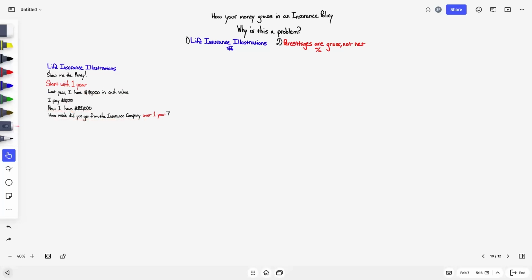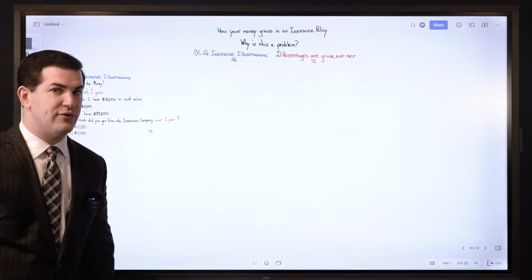Here's the question. How much did you get from the insurance company over the past year? So only last year, how much did you get from them? Is it A, $15,000 because it was $85,000 and now it's $100,000? Or is it B, $5,000? The answer is B, $5,000.